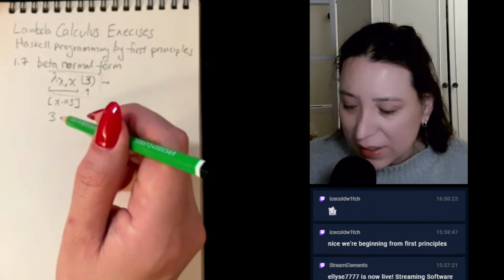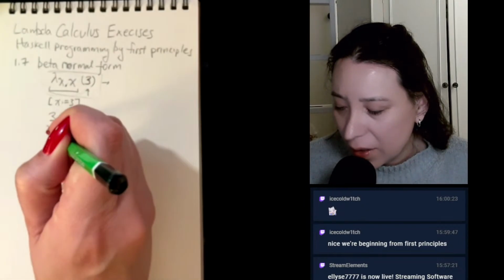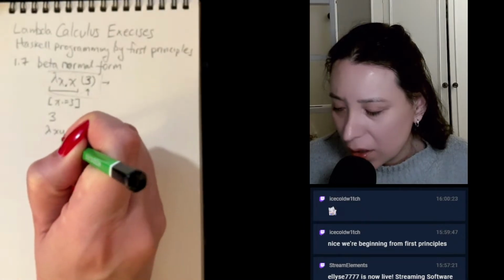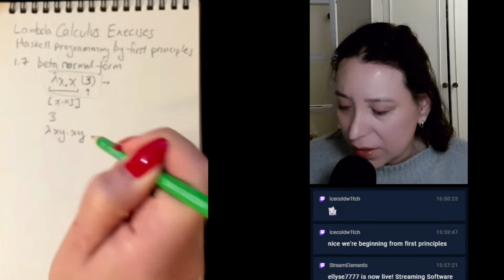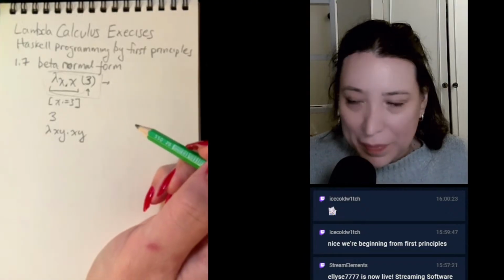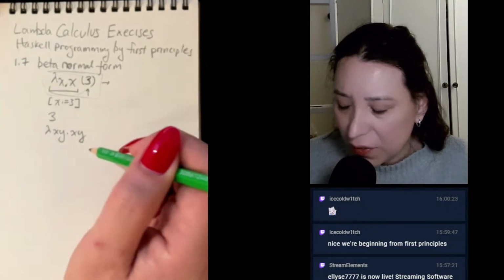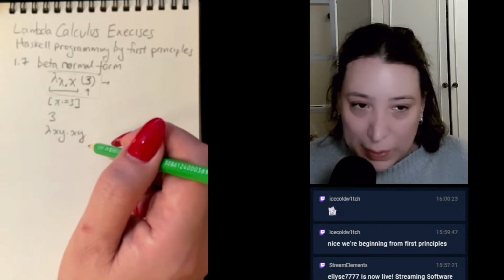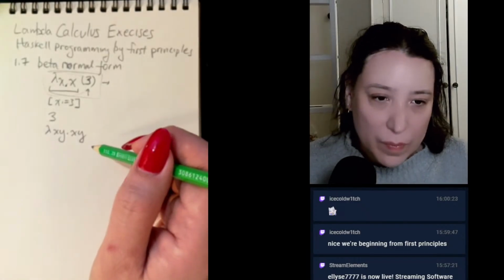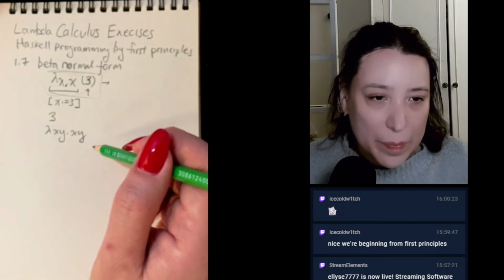But the expression itself is also in beta normal form. That's what the book's trying to say. You can't go any further unless it has arguments that you can apply to it.